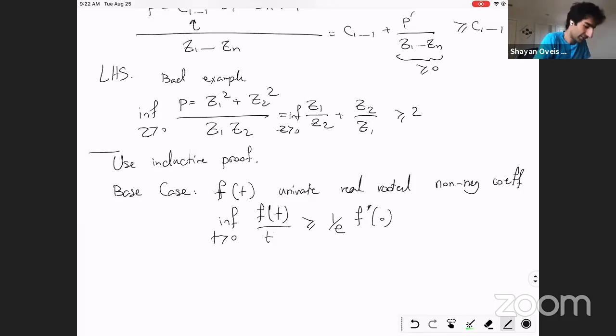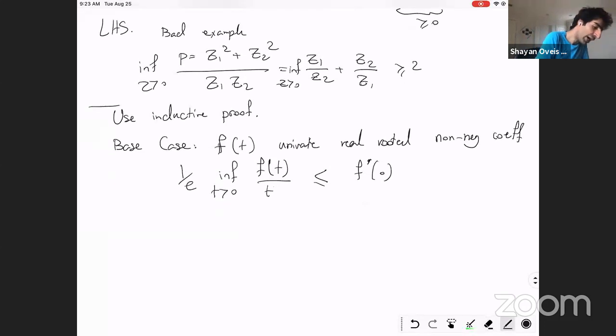Sorry, the other way around. Once again. Yeah, 1 over e should be it. This is at least this. So this is the univariate version. Let me not prove this now. Let me first show you how this is used, and if you have time at the end of the lecture, I'll go back and prove this. So assume this for now, and I want to use it to prove Gurvits's theorem.